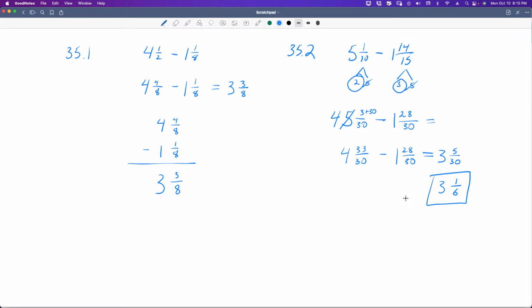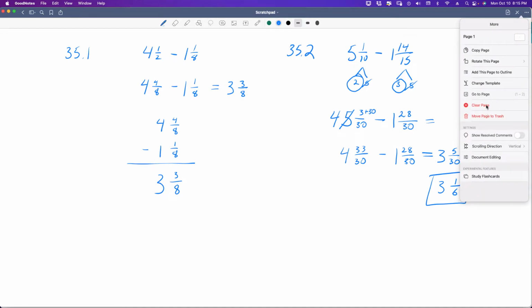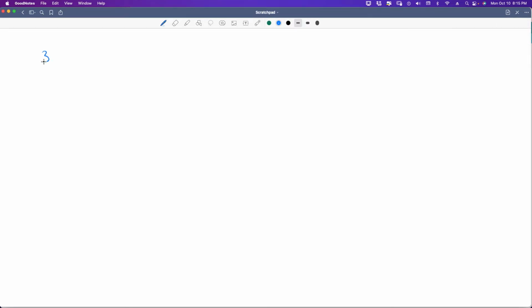All right. Okie dokie. So now we are going to look at 35.3. Let me clear this. So we are going to subtract 5 1/2 minus 2 4 over 5.